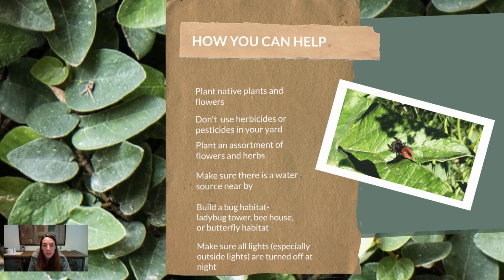So make sure all lights, especially outside lights, are turned off at night, because a lot of our night species that we never see are going extinct because they're attracted to light, like the light of the moon, and they get stuck or trapped in lights. So actually lots of species of moths are endangered and going extinct because of lights and light pollution. So that's something that you guys can do as well.